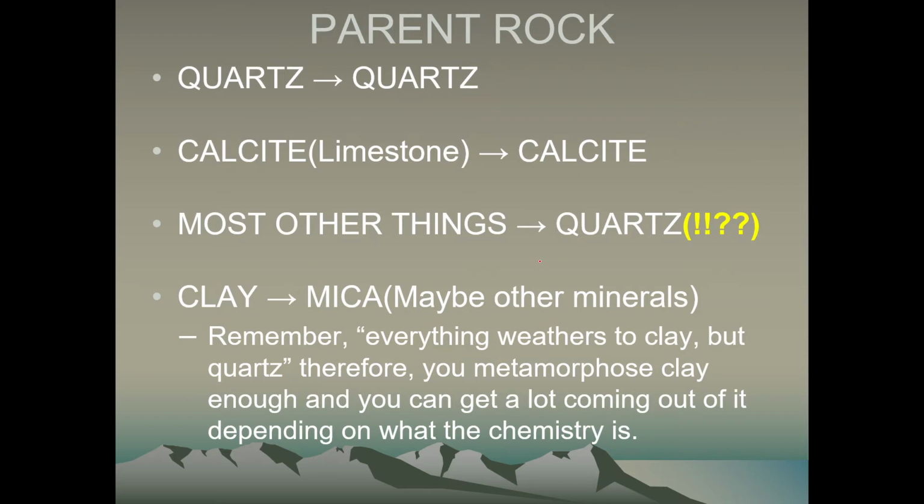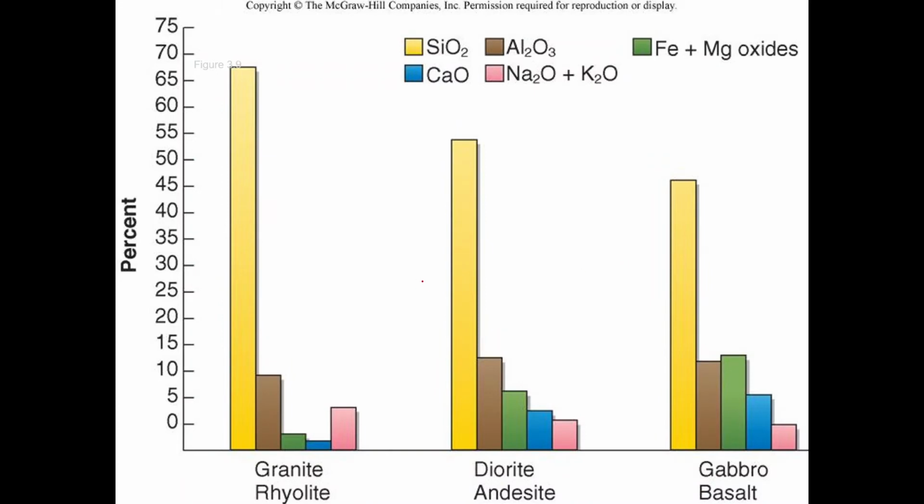But what about that quartz? Why do most other things recrystallize as quartz? Well, we'll go back to igneous rocks. Remember this slide I showed? Most rocks are made out of silica, the silicon dioxide. So if we just have a hodgepodge of whatever rocky material and I decide to metamorphose it, there's a lot of SiO2, so it's going to end up just growing back as a quartz crystal, right? So, yeah, that's why. Because most everything is made out of SiO2.